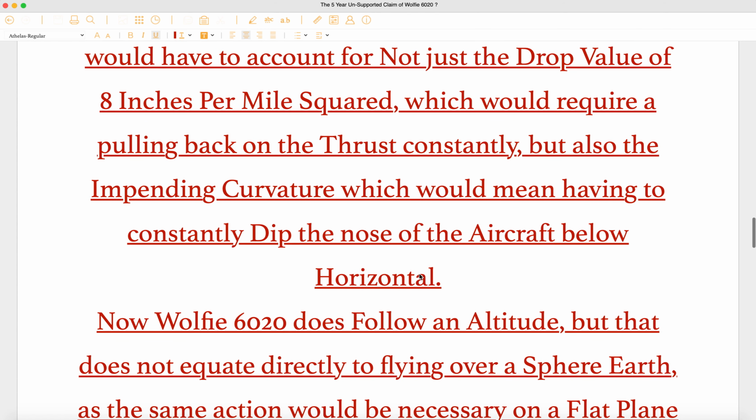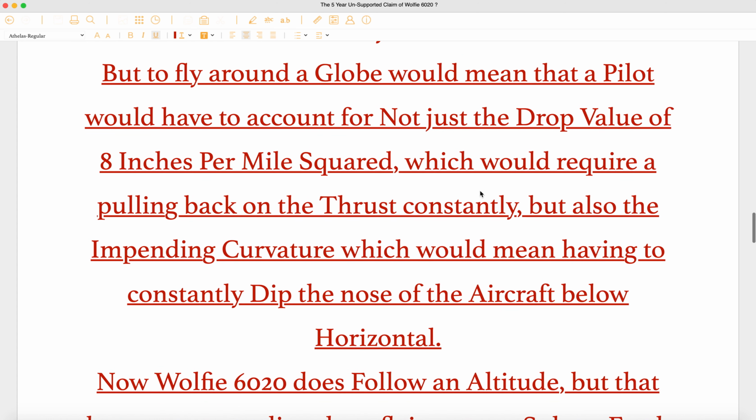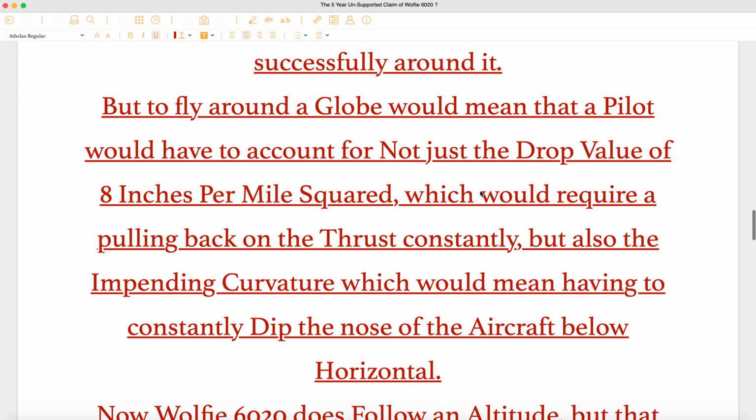So Wolfie did state in his 2016 video that it does require pitching down to fly around the globe, right? So it would require pitching down. So he's stating that he does pitch down. That means he pitches below zero. This is what he's stating in his 2016 video. He's stating he pitches below zero.